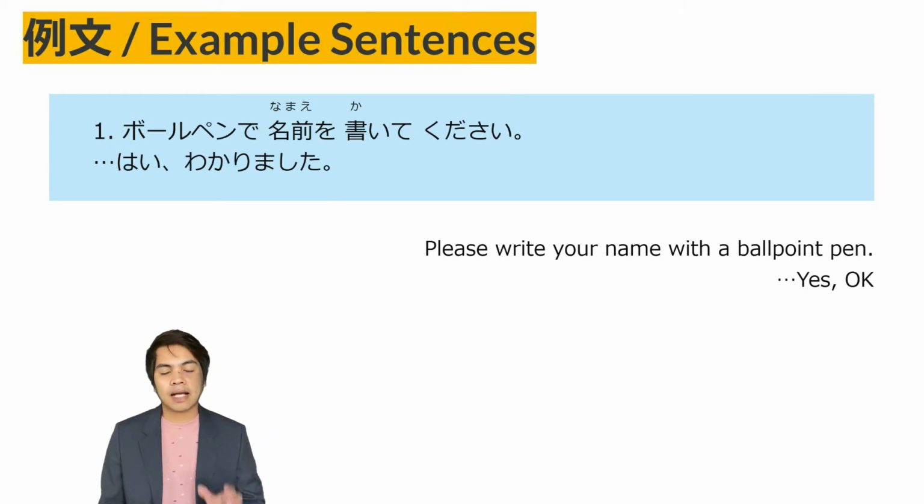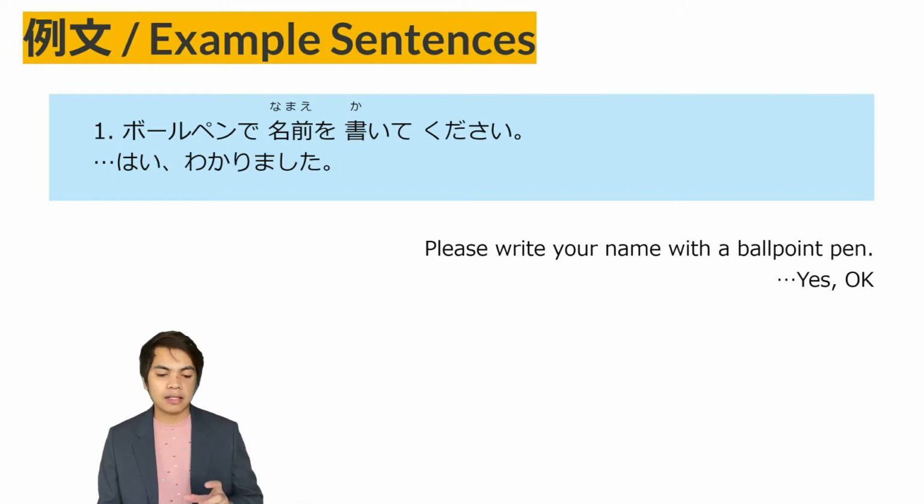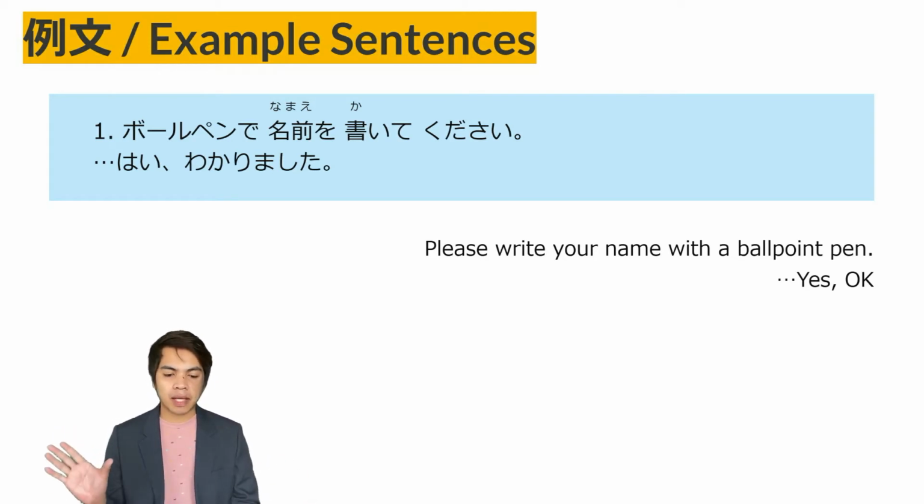From the verb kakimasu, which means to write. So namae o kakimasu, write your name. Then kaite kudasai, please write your name. So once again, boropen de, using a ball pen, namae o kaite kudasai. Please write your name. Hai, wakarimashita. Yes, understood.